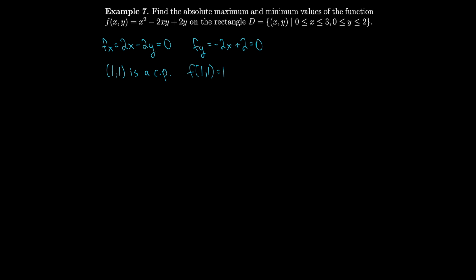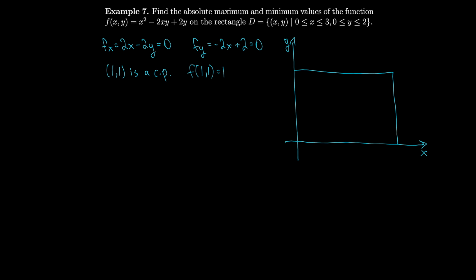So we also need to check all along our boundary. We have one critical point, but we've got tons of other points along our boundary to check. So how do we draw a boundary? So it's this, we are in the xy plane, and it's going to be this rectangle.